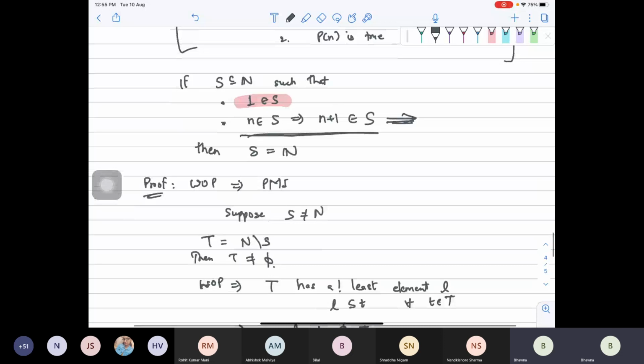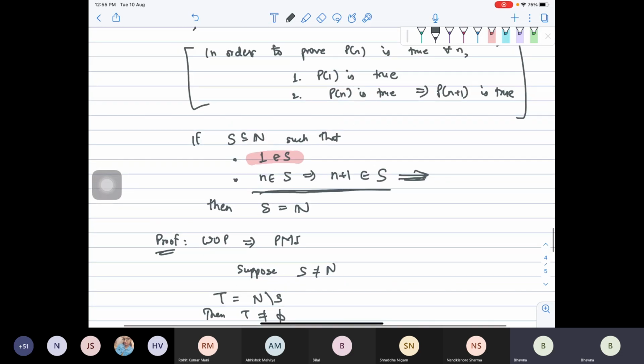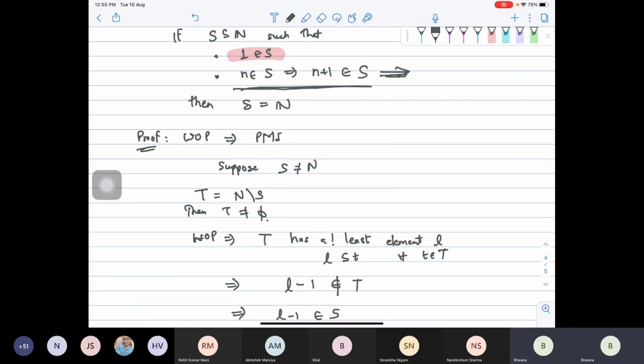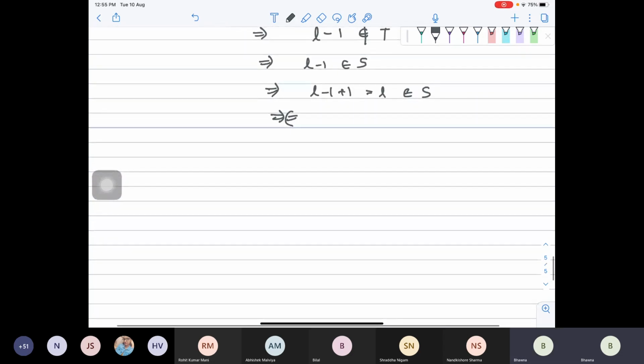So similarly, it is a very easy proof for PMI implies WOP. That means principle of mathematical induction implies well ordering principle. I think I'll leave it to you. If it is not clear, then you can ask us in the tutorial class. Okay. Now we move on to Cartesian product.